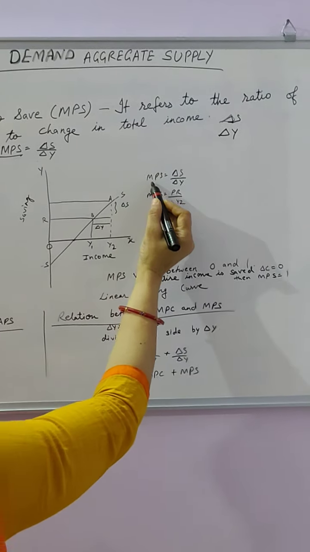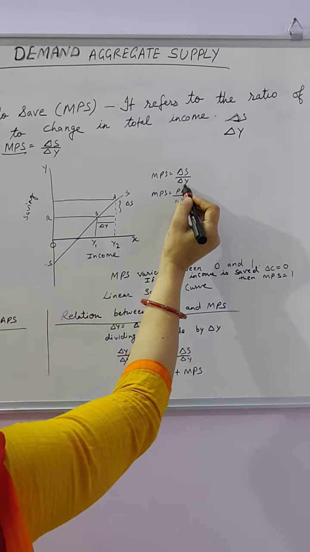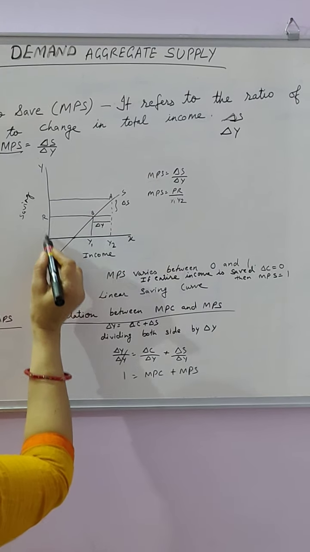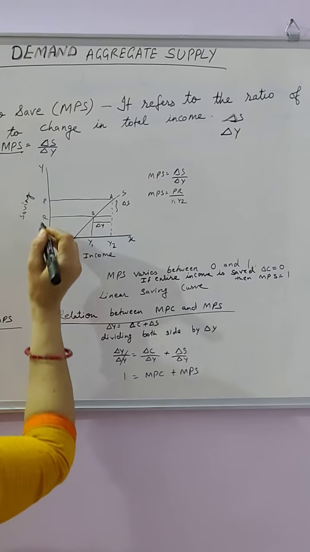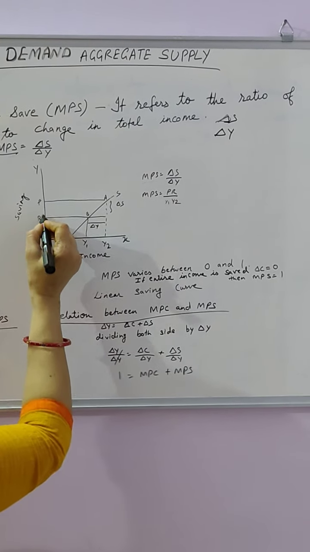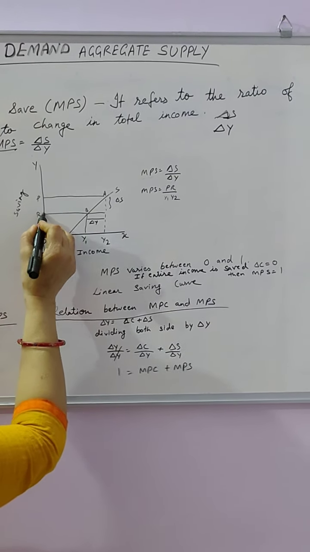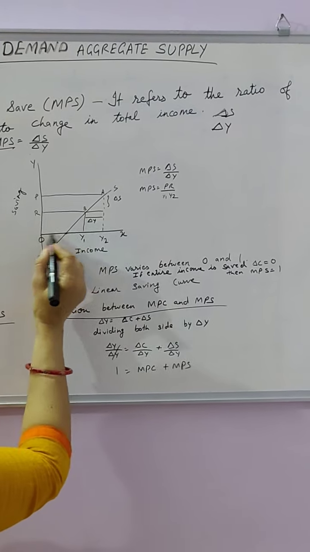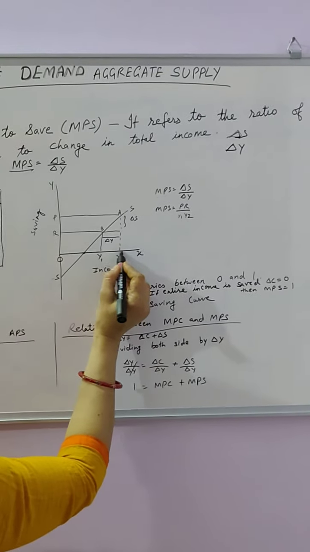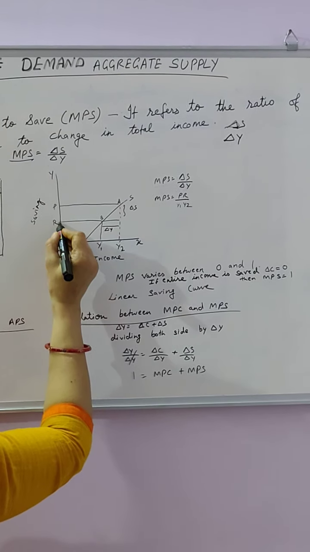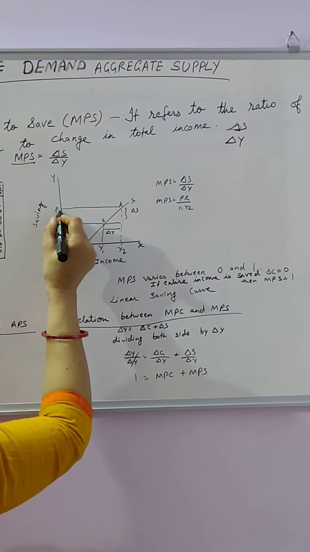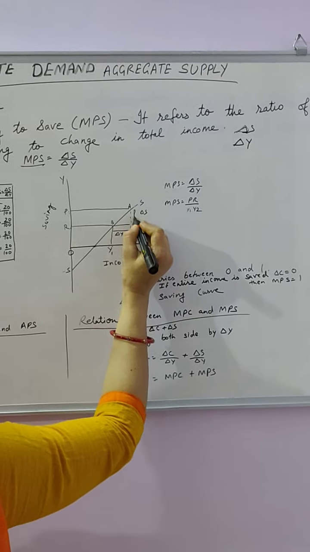You can calculate MPS from this graph, that is, change in S upon change in Y. This is the saving curve. Previously your saving was this, and now the saving will be this. So this will be the rise in saving. When income rises from y1 to y2, because of this increase in income their saving also increases from R to P. So this is your change in S.